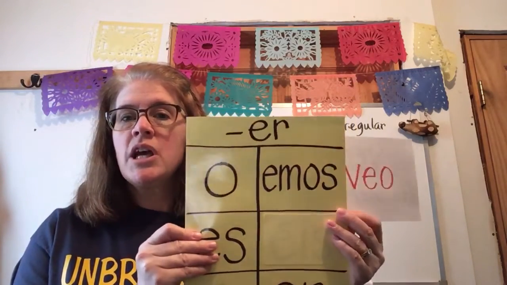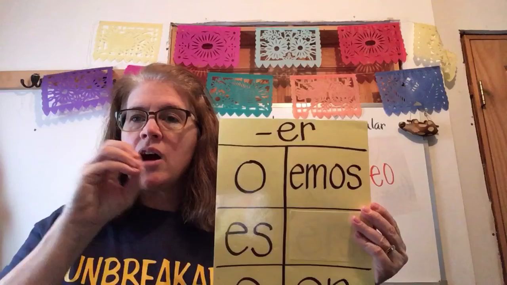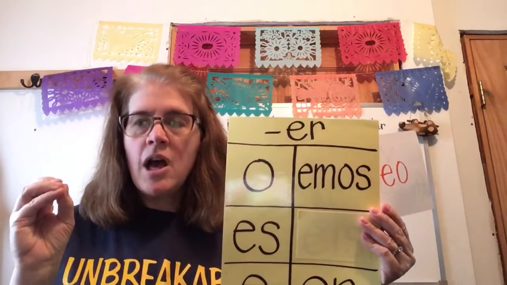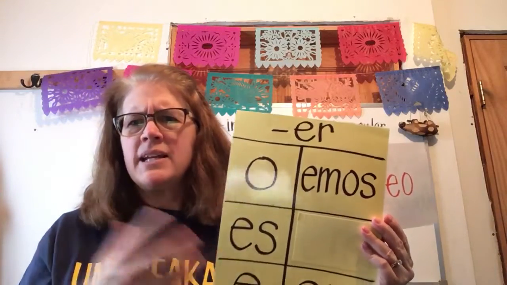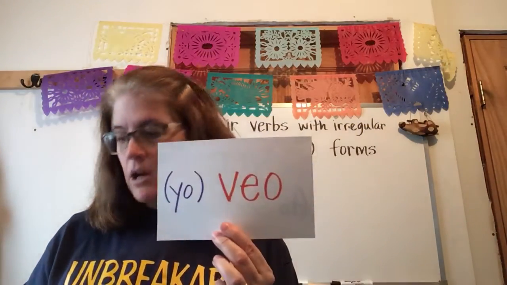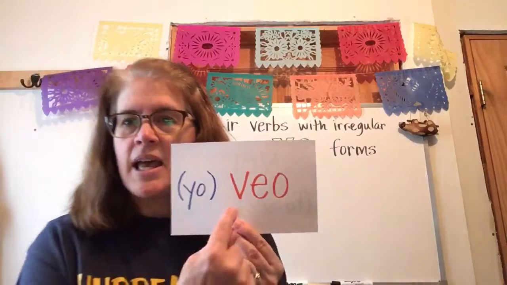So if you took VER and you took off the ER, what would we be left with? Only a V, and then you'd add the O. So it would be VO, and that isn't what we want. We want the E in there, okay? So this one remains veo.